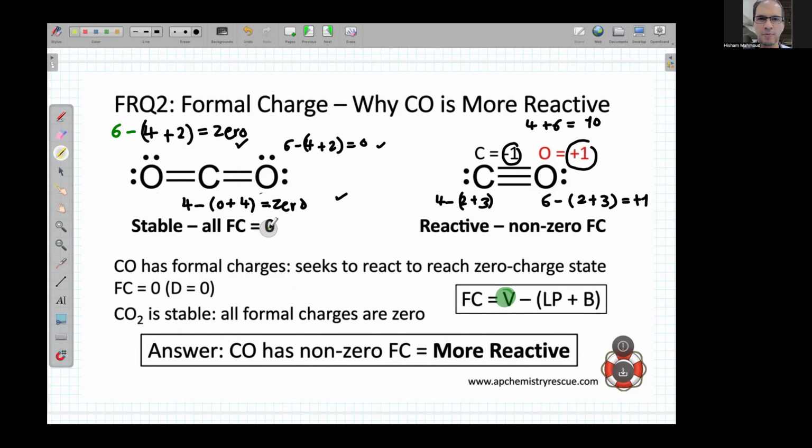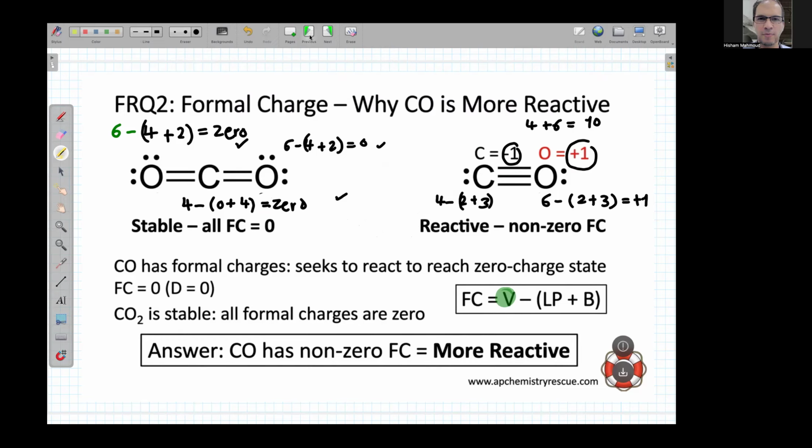While the molecules that have 0 formal charges are more stable. The molecules with formal charges not 0 are energetically unfavorable. These molecules seek to react to reach the 0 charge state, a more stable configuration. So CO2 is already at 0 formal charge. It is happy, stable, unreactive. CO has formal charges creating instability. It wants to react to get rid of them. That's why carbon monoxide is so reactive and dangerous. It really reacts with the hemoglobin in your blood, for example, and it's a very toxic gas.